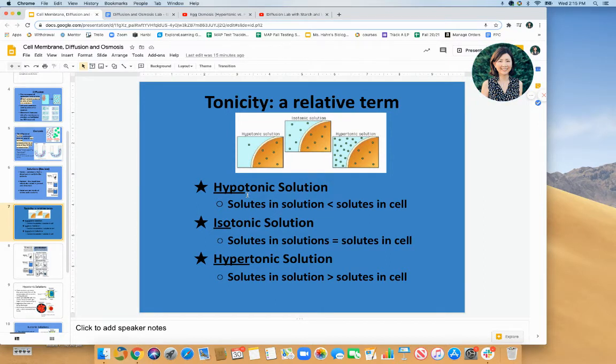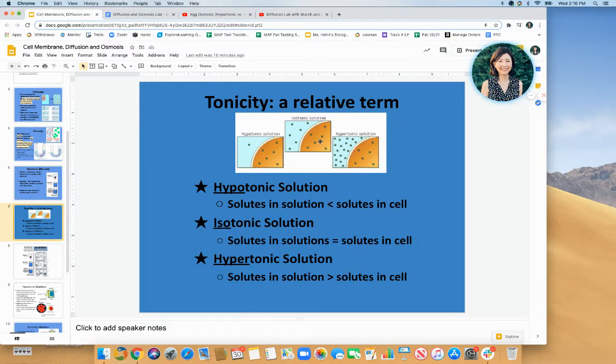Hypo means under, so less, like a hypodermic needle or a hypothermia. Those are all like under the dermis, under the skin, below the normal temperature, hypo. So here the solutes in the solution are low. They're under what the cell should be.